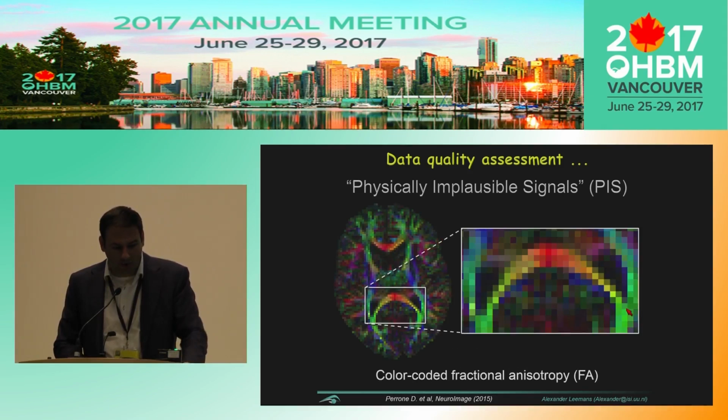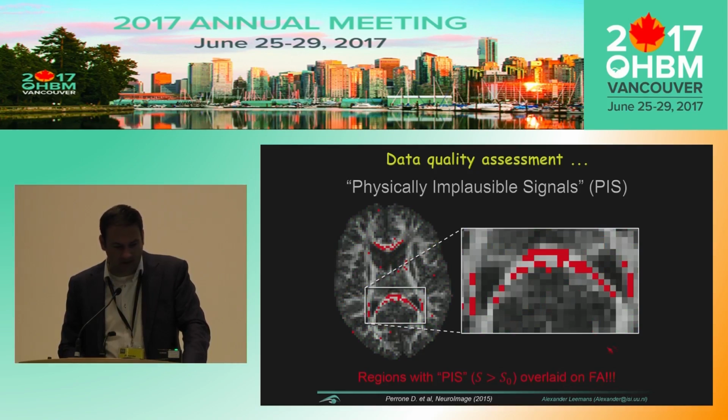This is physically non-plausible. And if we look back at this example over here, in the splenium of the corpus callosum, there's many regions that show this kind of PIS. Okay? So I'm just overlaying in red any region where there's a diffusion weighted signal which is larger than the non-diffusion weighted signal. So this is unexpected. So obviously, like Sherlock Holmes, you start investigating, like, why is this? And you go all the way back to the raw data.